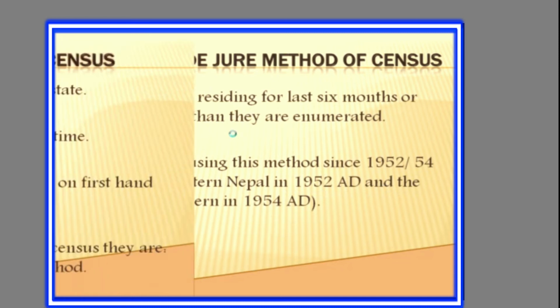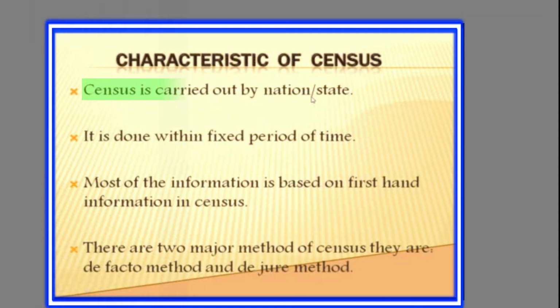Now let's know the characteristics of census. Census is carried out by nation or state. It means it's done by nation or state. It's done within a fixed period of time, meaning a certain time is fixed to do the census.